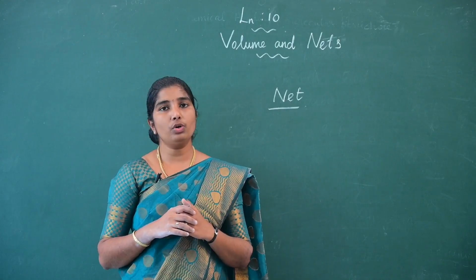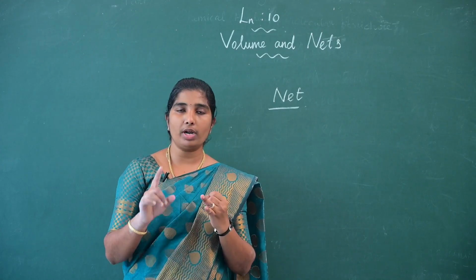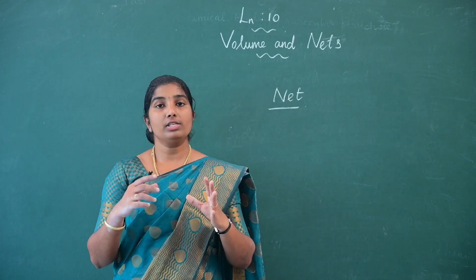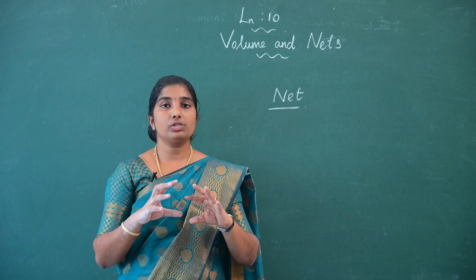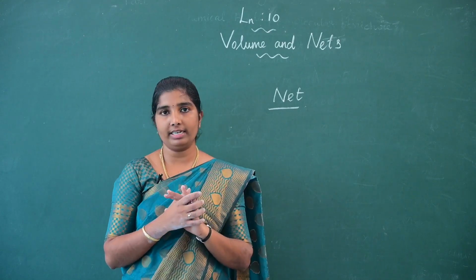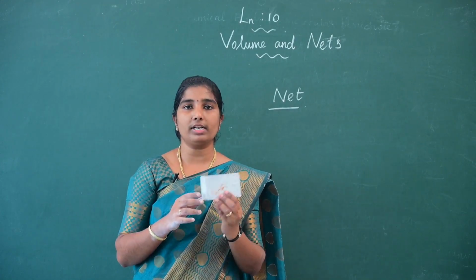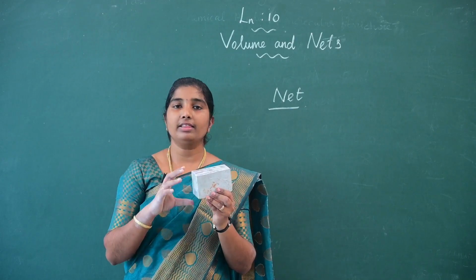Okay, so you know 3D shapes are cube, cuboid, cone, cylinder, sphere. So today you are going to learn what is the net of these 3D shapes. Okay, so this is what, children? Cuboid shape, that is a 3D shape.